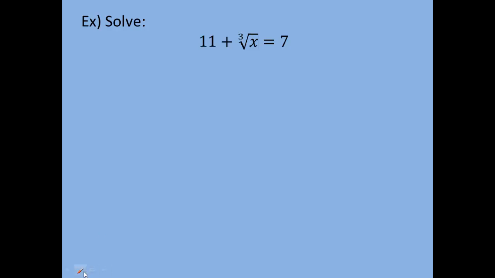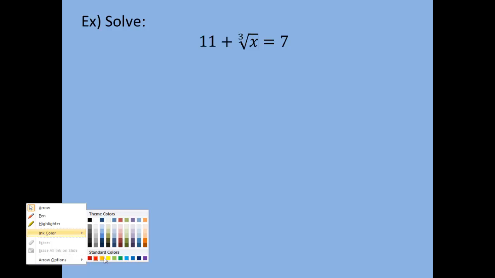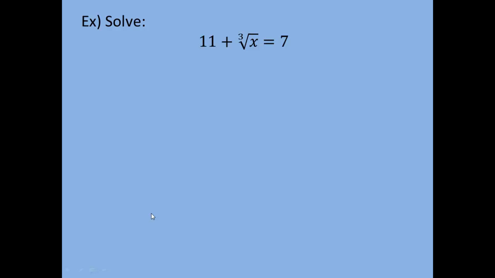So for the first example here, we've got 11 plus the cubed root of x equals 7. And our first step is to isolate the radical on one side of the equation. So I'm going to isolate this cubed root of x. That's the radical. In order to do that, I want to move the 11 over to the other side, so the cubed root of x is by itself. So I'm going to subtract 11 from each side here. Subtract 11 and subtract 11. Now on this left side, the 11's cancel, and I'm left with the cubed root of x is equal to 7 minus 11, which is negative 4.